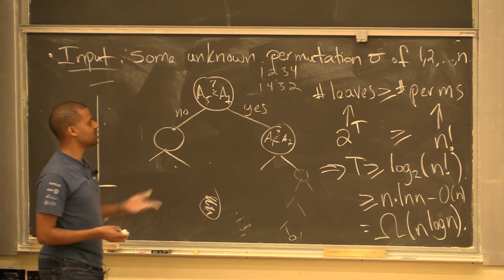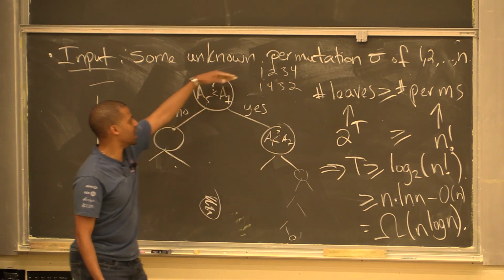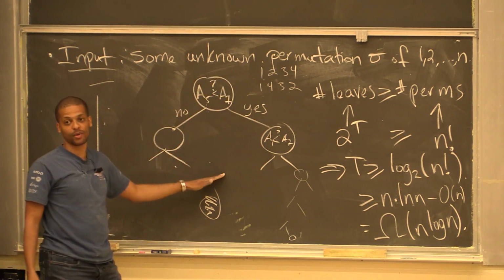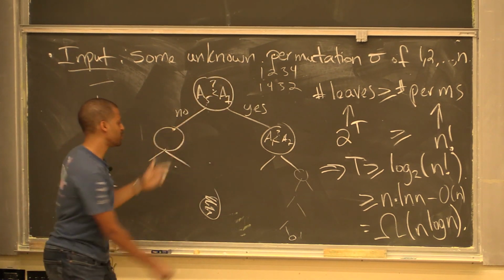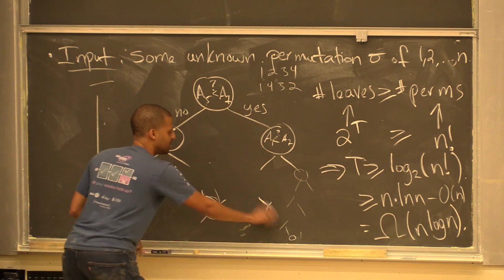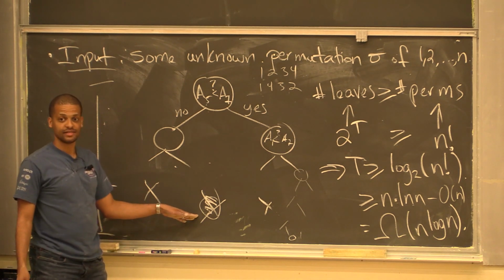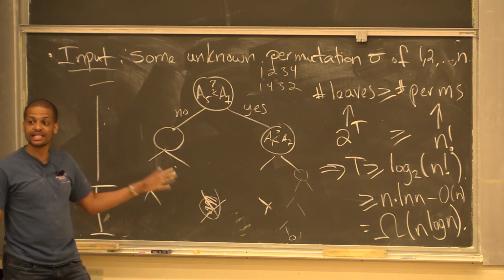So maybe another way of saying it is look at all the n factorial permutations here. For each one, run it through this decision tree and ask yourself, where would I end up? So 1, 2, 3, 4 would end up here, 1, 4, 3, 2 would end up here, etc. All of these end up locations have to be different, which means that there are at least n factorial leaves here.